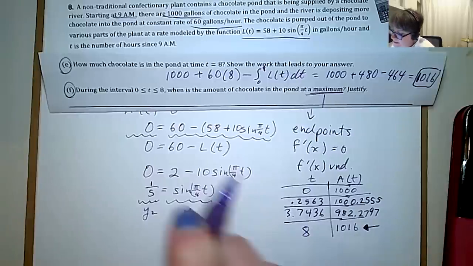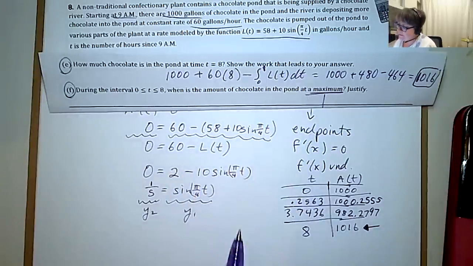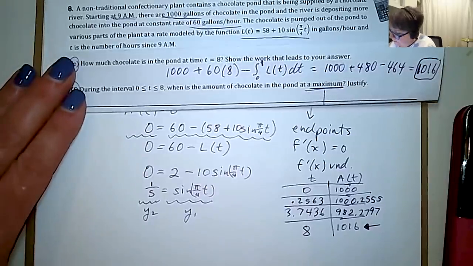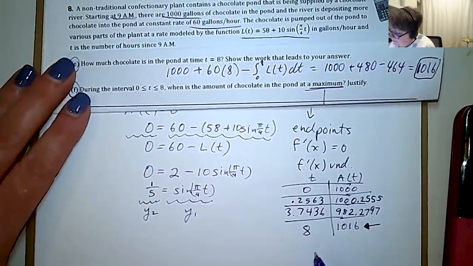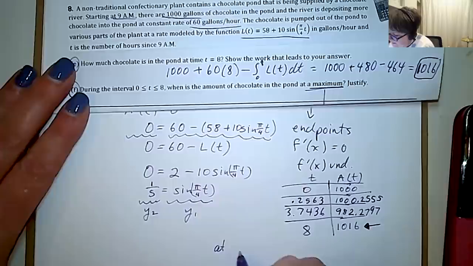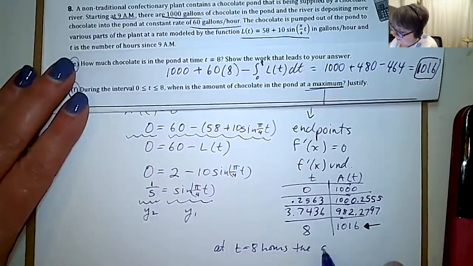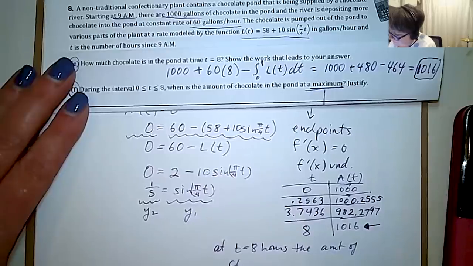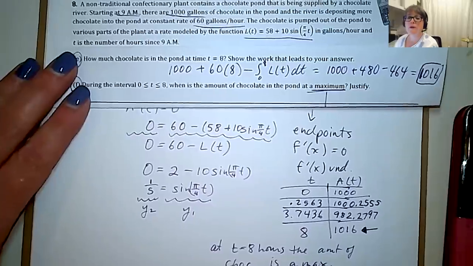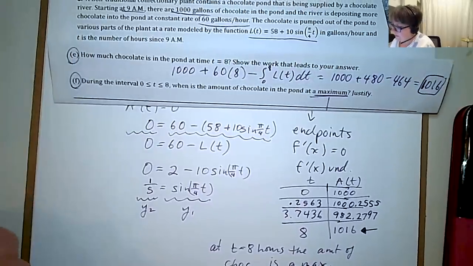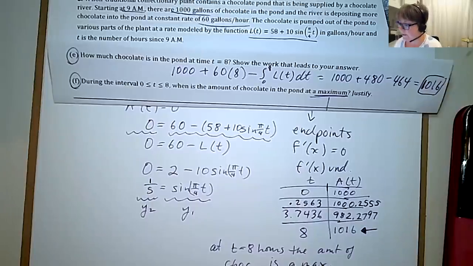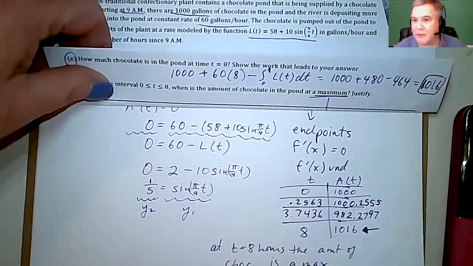And it said, when is the amount of chocolate in the pond a maximum? Not what is the maximum, but it's at that endpoint. So it's at T equals 8 hours, the amount of chocolate is a max, something like that. Okay, and I did that quick because I want to make sure we have enough time to do other things like area and volume, and Mark's going to take it from there. So go ahead, Mark.